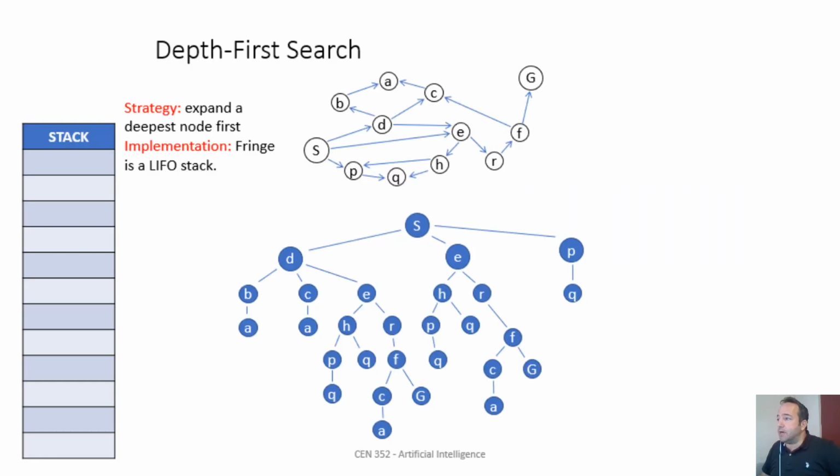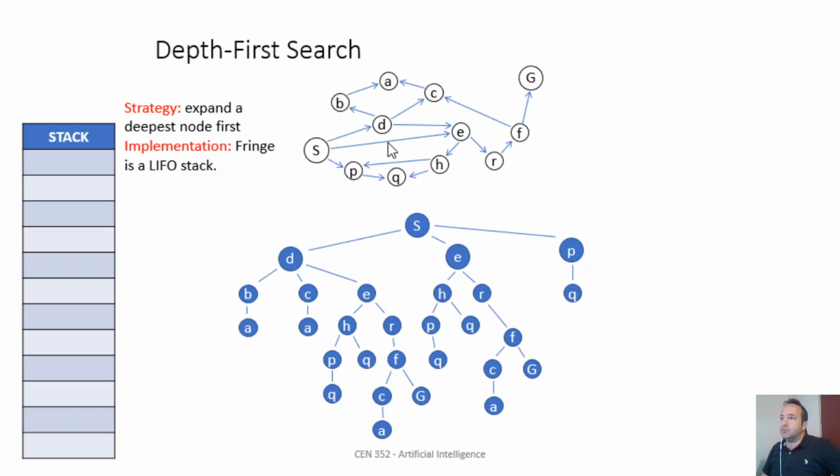To clearly see how depth first search explores the search space, we will use the search graph and tree at the same time, so you can see how the branches are opening one by one. So the strategy will be to expand the deepest node first. The implementation will be that the fringe is a last in first out stack. So our stack is here, and at the same time we can see how the stack is going to fill up and empty. This is our start node, this is our goal node. So our aim, by using depth first search, is to find the path.